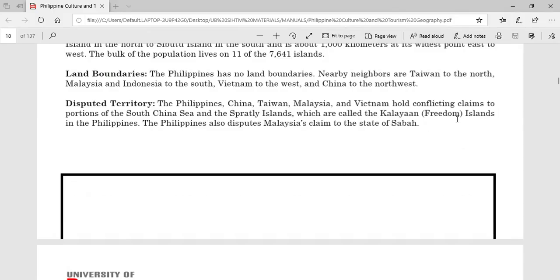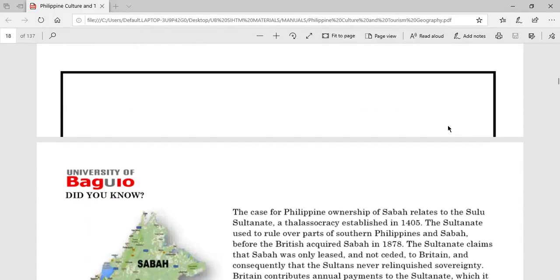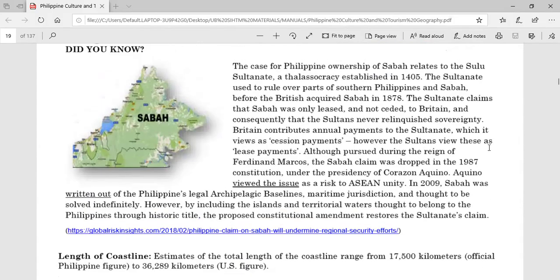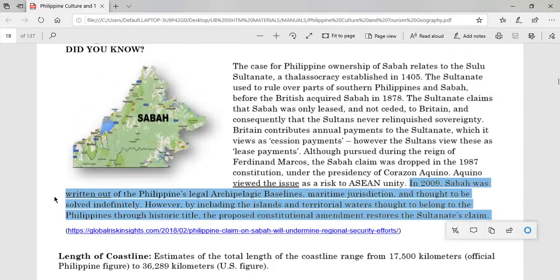All right, so the Spratly Islands are called the Kalayaan or Freedom Islands in the Philippines, and the Philippines also disputes Malaysia's claim to the state of Sabah. All right, so let's move on to this one. In 2009, Sabah was written out of the Philippines' legal archipelagic baselines, maritime jurisdiction, and thought to be solved indefinitely. However, by including the islands and territorial waters thought to belong to the Philippines through historic title, the proposed constitutional amendment restores the Sultanate's claim.